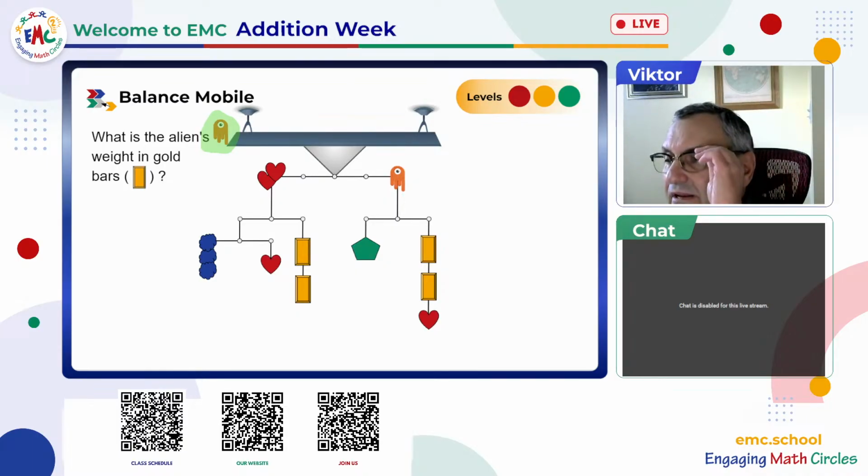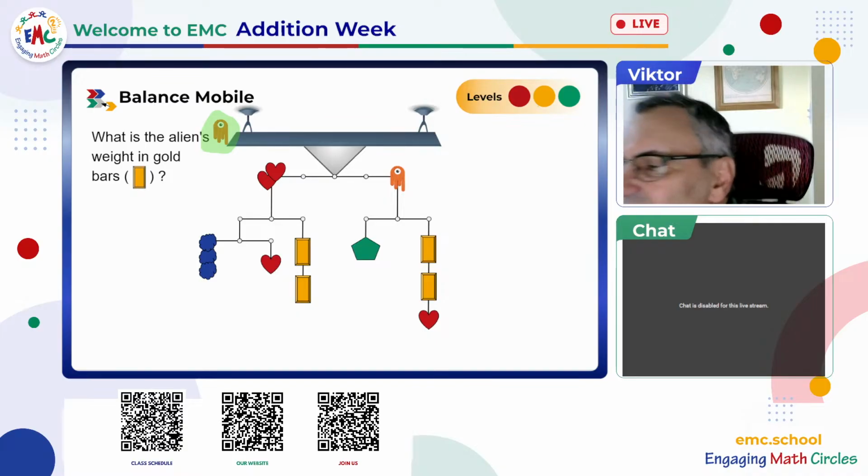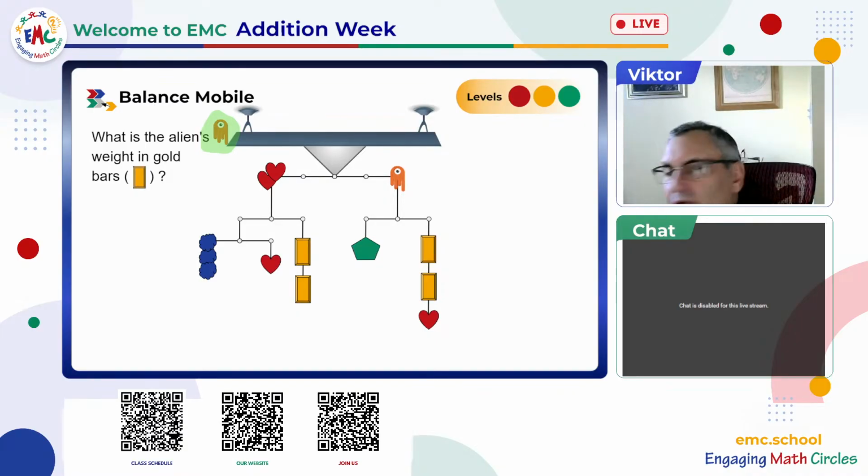So what do we see here? On these balance scales, we have three blue pieces and one red piece on the left side of the scale. And we have a pentagon on the right side of the scale. So does it mean that they have to be equal to each other in weight? A pentagon to the one heart and three blue pieces there.